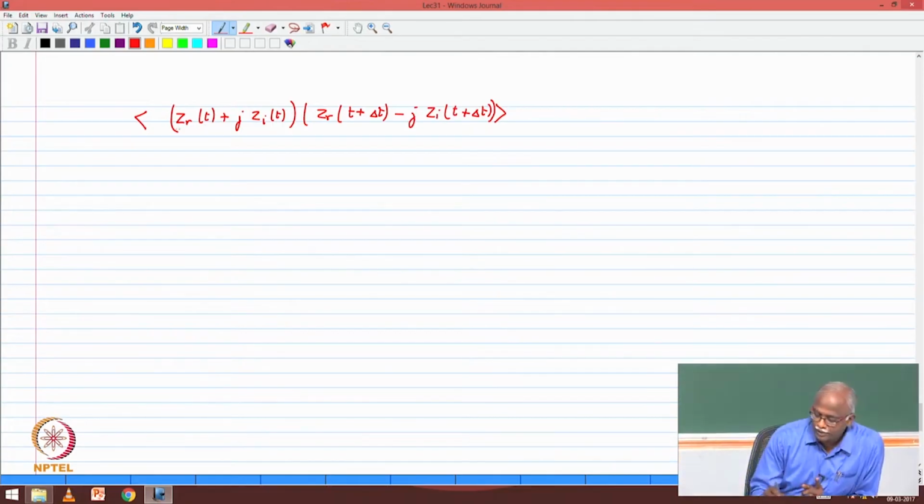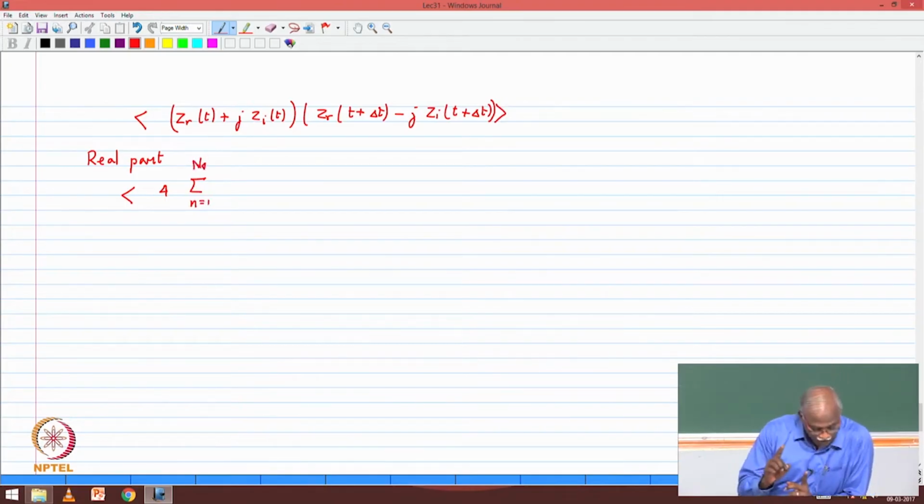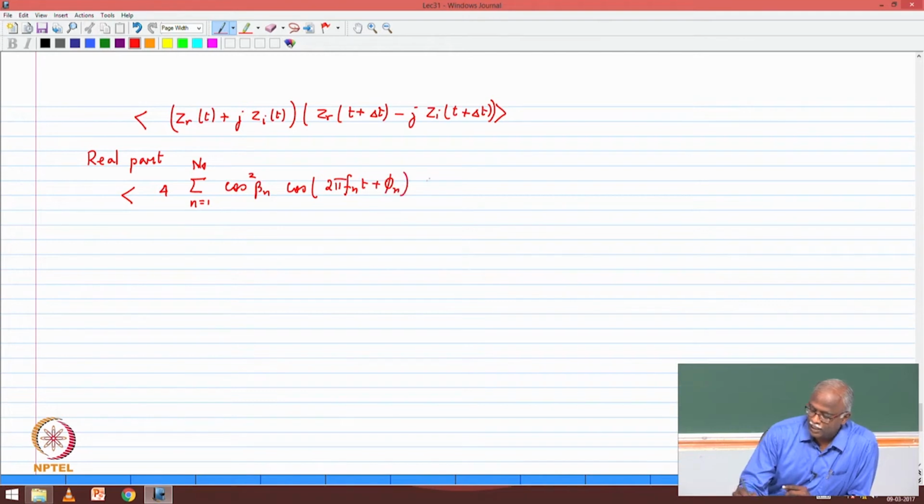This product is going to have a real part and an imaginary part. Let me just write down a hint for the real part. The real part will contain terms of the following type: 4 times summation n equal to 1 through n naught, basically cosines of the same frequency. So it's cosine squared beta n, cosine 2 pi fn t plus phi n, cosine of the same frequency. So the second term will be cosine 2 pi fn t plus delta t plus phi n.